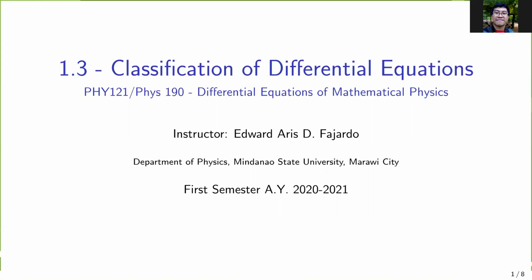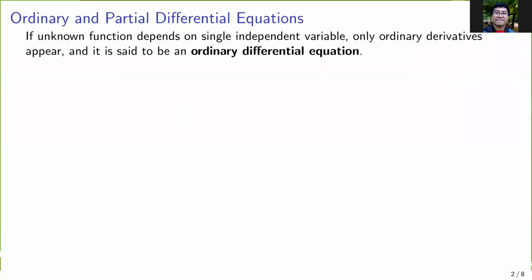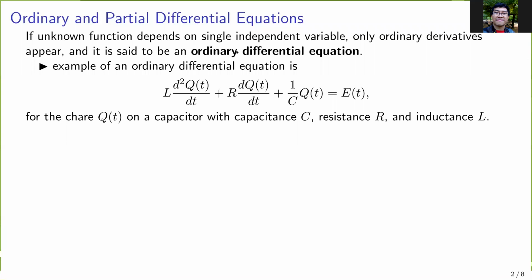Now let us talk about classification of differential equations. One way of classifying differential equations is by specifying whether it is ordinary or partial. If the unknown function depends only on a single independent variable, we only have ordinary derivatives. So our differential equation is an ordinary differential equation.